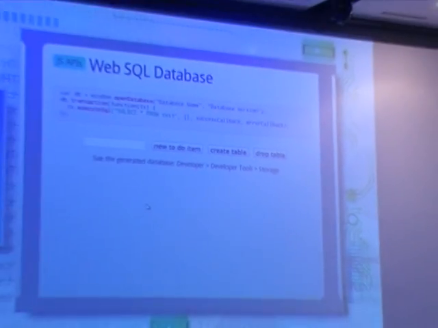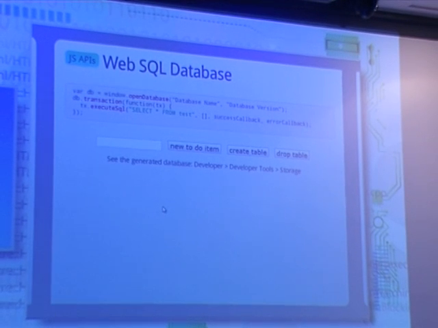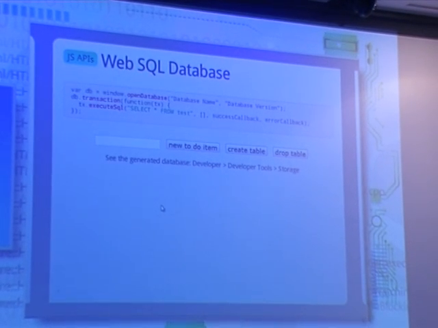So key value pairs are nice, but what if I want more? I'm a web developer. I'm used to having MySQL or Postgres or some other SQL database on the server. We're also adding that into the client as well. So there's something called the Web SQL database that gives you a SQL database.